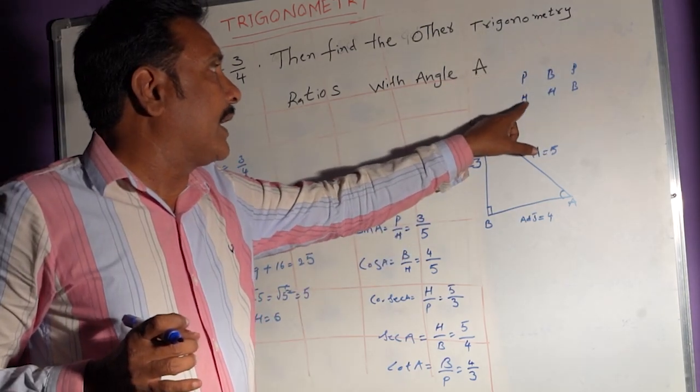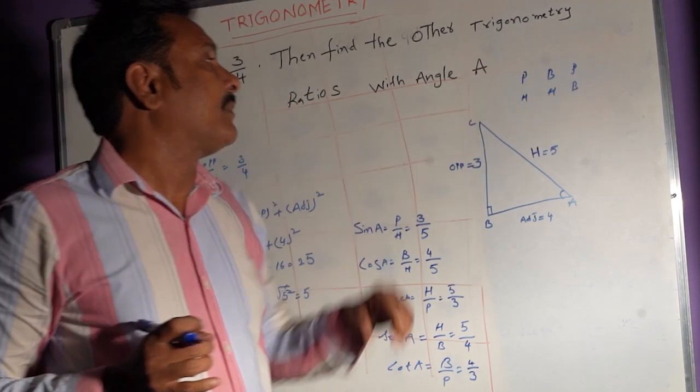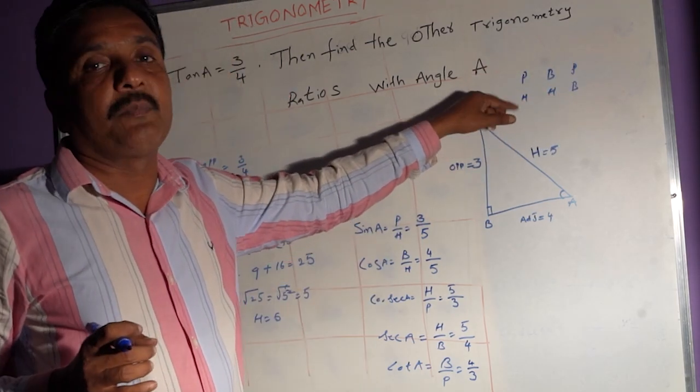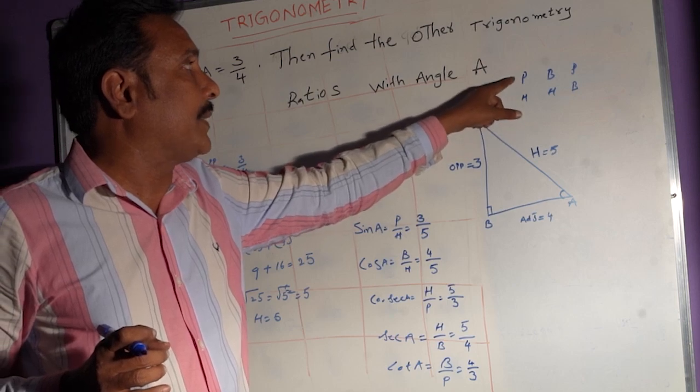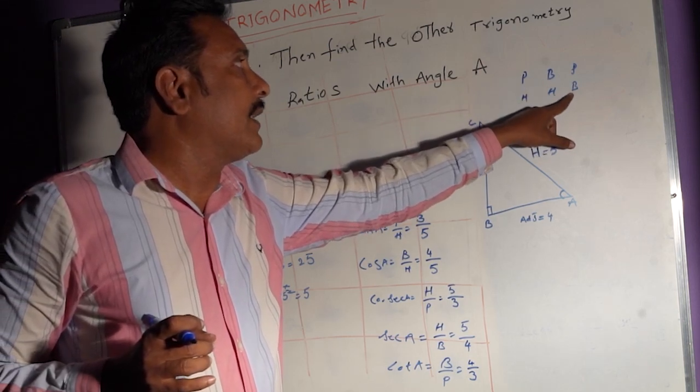Sine value P by H, cos value B by H, tan value P by B, and cosec value, sine's opposite is cosec, cosec value is H by P, and sec value is H by B, cot value is B by P.